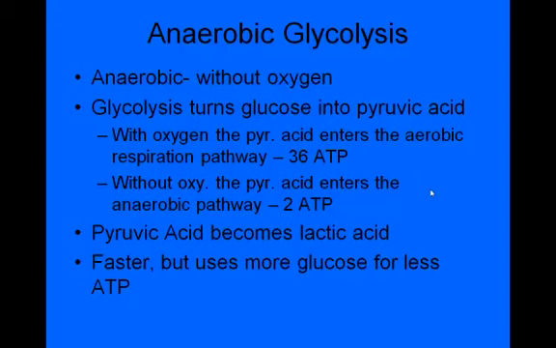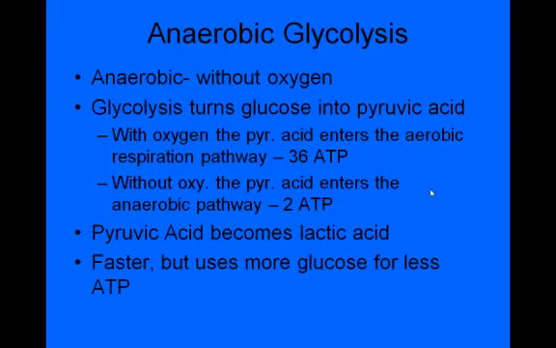Anaerobic glycolysis. Anaerobic means without oxygen, so you know you're not going to get as much ATP. Here, glycolysis turns glucose into pyruvic acid. With oxygen, the pyruvic acid enters the aerobic respiration pathway, and you get, again, 32 to 36 ATP. Without oxygen, the pyruvic acid enters an anaerobic pathway, and you only get 2 ATP.